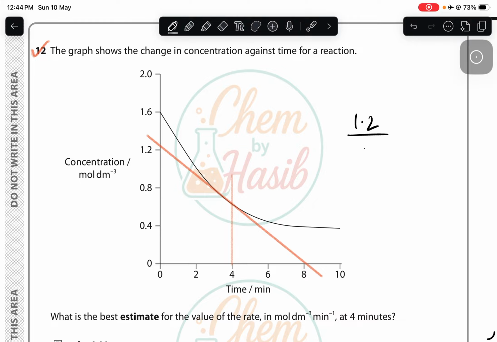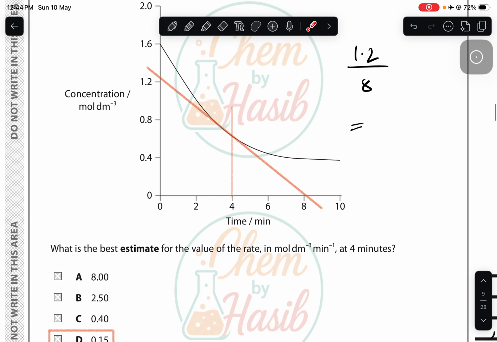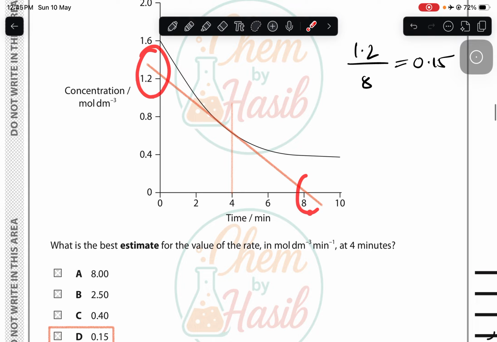So that's del y, 0 to 1.2, that's del y. And 0 to 8 is del x. So if you divide 1.2 by 8, it is 0.15. So D is your answer. This is an estimated answer, right? 0.15, because it was not actually 1.2, and this was not actually 8, right? We couldn't read it because the graduations aren't there. So that is why we are just finding an estimate. The estimated value is 0.15.